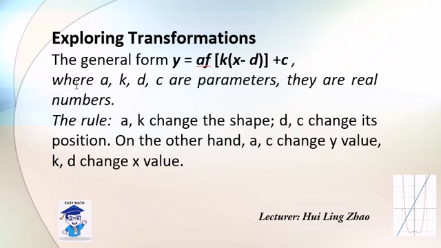For the transformation, the general form is y equals a f(k(x minus d)) plus c, where a, k, d, c are parameters. They are real numbers. The rule: a and k change the shape of the graph. d and c change its position. On the other hand, a and c change the y value. k and d change the x value.